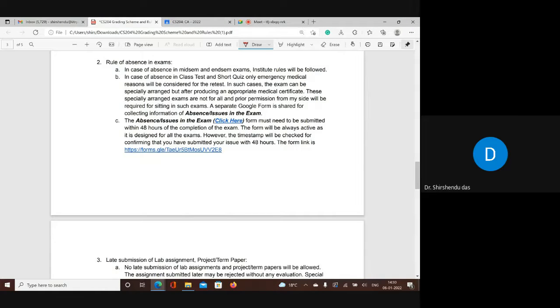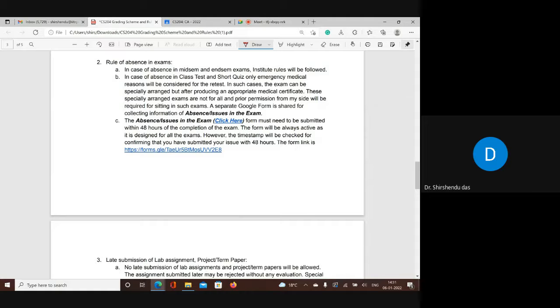If you read your PG handbook, there is a section on how to handle those things, like if you are absent in the mid sem exam or end sem exam. I will follow the same rule that is written in the institute rules for mid sem and end sem. But what about the class test and short quizzes?